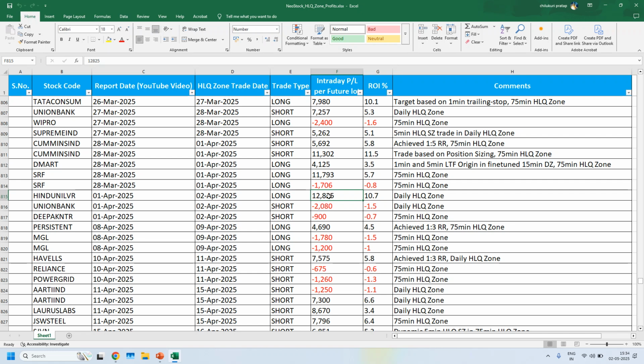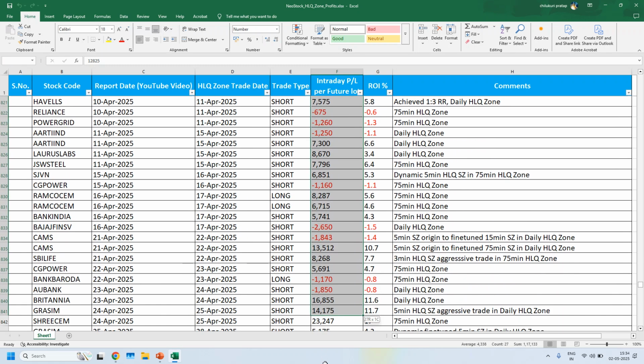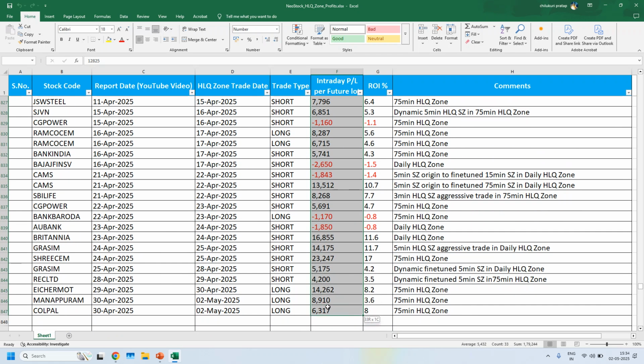Assume you bought one future lot on each of these stocks, every stock you took the trade. Of course, it is not practical, but even then, let us drag the mouse down till today's last trade. Total 33 trades if you would have taken, including profits and losses. See, what is the sum? 1,79,244 rupees profit we would have got.